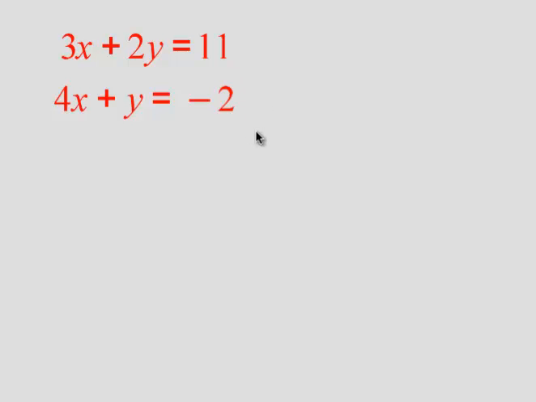So, I am going to multiply the top equation by some number, the bottom equation by some number, and I want to have the same value on my x, okay? So, what's the least common multiple between 3 and 4? 12. Okay, what do I have to multiply with 3 to get 12? Okay, so I'm going to take a 4 here. And what do I have to multiply with 4 to get 12?